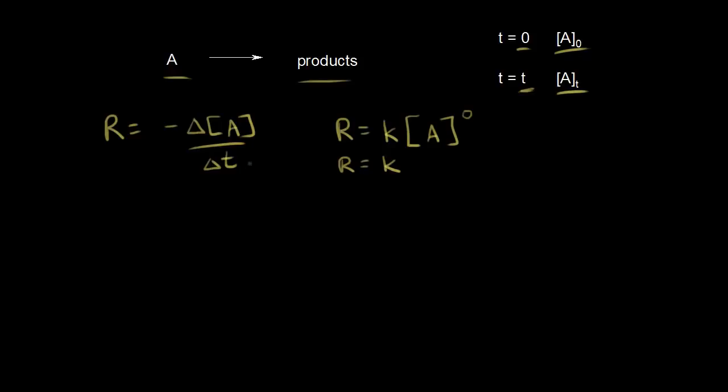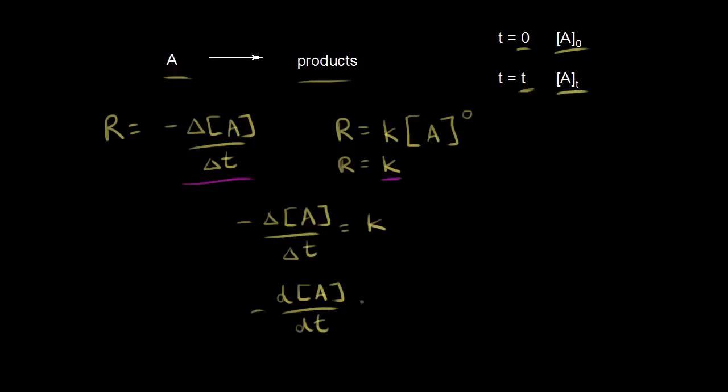Next, we can set these equal, right? We can say that K is equal to the negative change in the concentration of A over the change in time. So we have the negative change in the concentration of A over the change in time is equal to the rate constant K. And next, we can think about our calculus, right? Instead of writing change in A over change in time, we're going to write the rate of change of the concentration of A with respect to time. We have our negative sign in here, and then we have our K on this side.